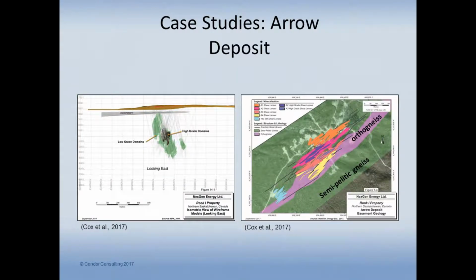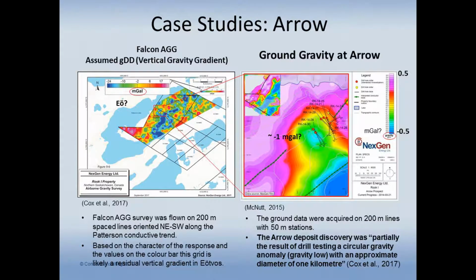So here's the deposit, relatively near surface. It's surrounded by gneisses. It's situated directly against an ortho-gneiss body, vertical lenses. There aren't too many public images, but this one's from 43-101. It says that the discovery was partially the result of drill testing of a circular gravity low anomaly, which is presented here. It's about 1 milligal, which is fairly significant.